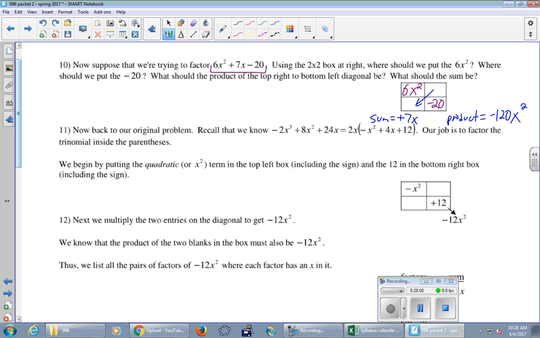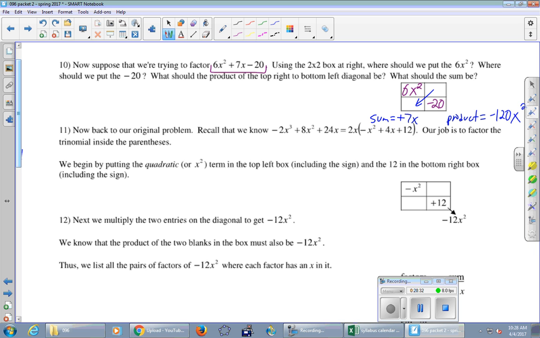And so armed with very little information, all we had was 6x squared plus 7x minus 20. We have established for sure that the two things in the empty boxes, that's the hard part, for sure multiplied to negative 120x squared, and they for sure add to 7x. And it turns out that is a problem that we can solve. So let's do it for one that we don't know the answer. We already know the answer here. It's 15x and negative 7x. Let's do the one that we were working on before.